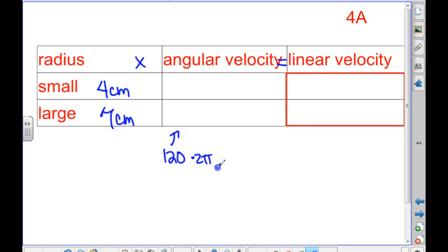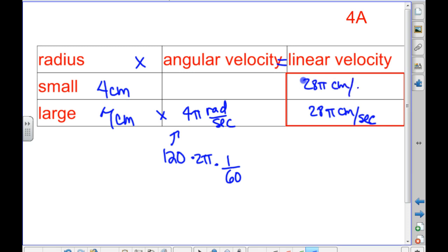And we changed it to seconds by dividing by 60, right? Because we did times 1/60th, we changed to seconds. So it turned out to be 4 pi radians per second. Then you would multiply and you would get 28 pi centimeters per second. The idea with this chart is that the belt is going around both of these at the same speed, so this is also 28 pi centimeters per second. The belt is driving both of those. So then if we go backwards, we want to know what went in this box. Well, we multiplied, so we do what? Divide by 4.